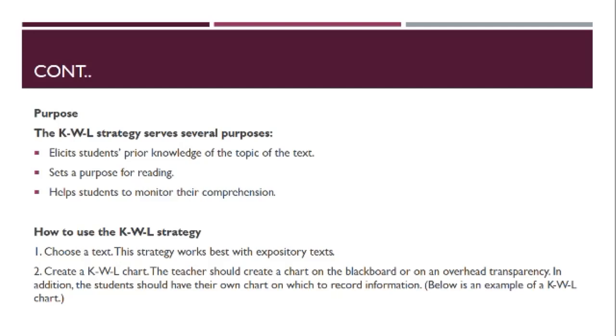And how do we use this strategy? Obviously the first thing that you need to do is choose a text. This strategy works best with expository text. You need to create a KWL chart, which we'll look at shortly. The teacher should create a chart on the blackboard or on an overhead transparency. In addition, the students should have their own chart on which to record their information.